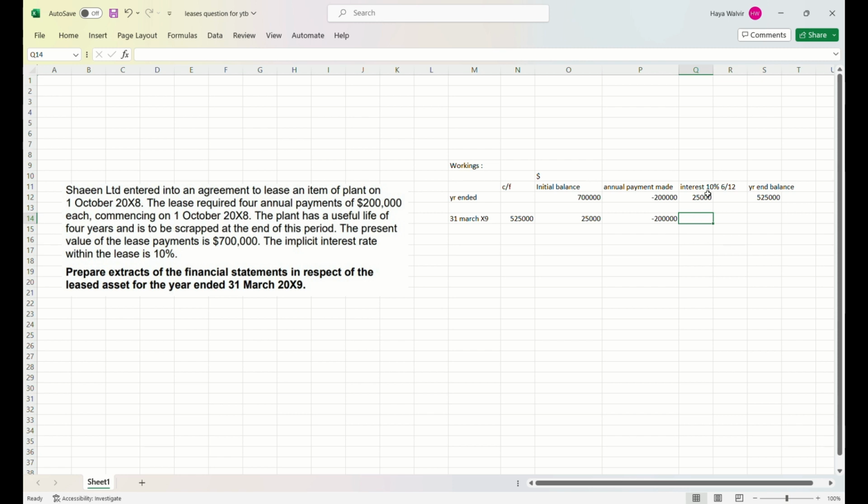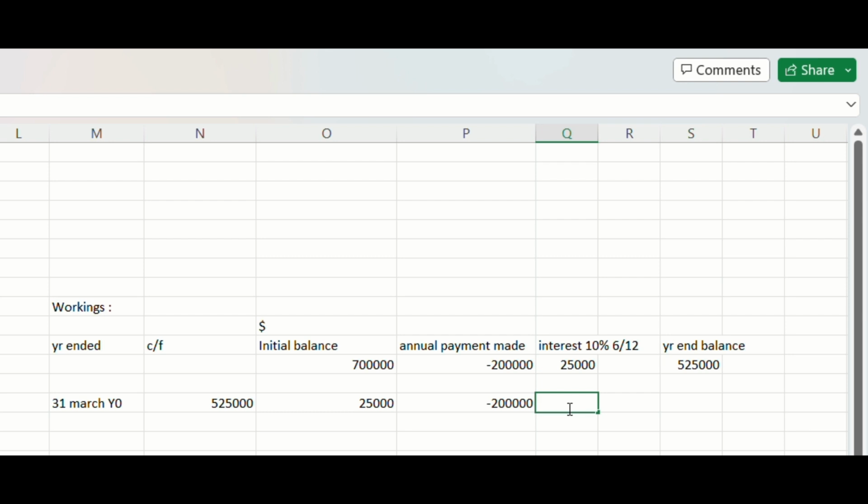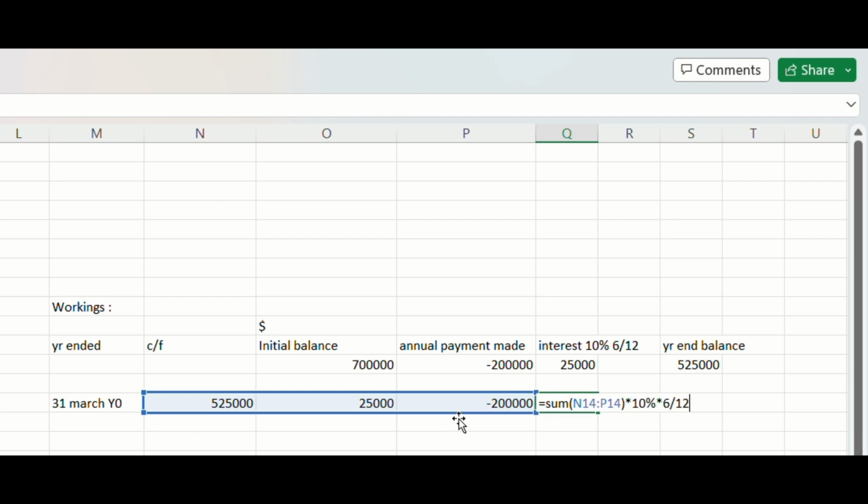Then again, interest will be charged on which amount? It will be on this plus this, right? Into 10% into 6 by 12. 16. Sorry, my bad. Actually, it's the sum of all of this into 10% into 6 by 12, right?